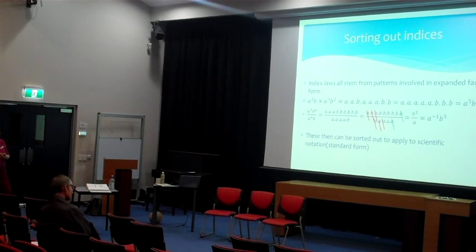So when the kids start to discover the actual rules that are going on, if they present it out in expanded factor form, they can always come back to it. And then the rules would say that if you've got the same base and it's multiplying, you would write the base down, there's that little a again, and you would add the index powers. So that 2 and that 3 will add together to give you the 5.